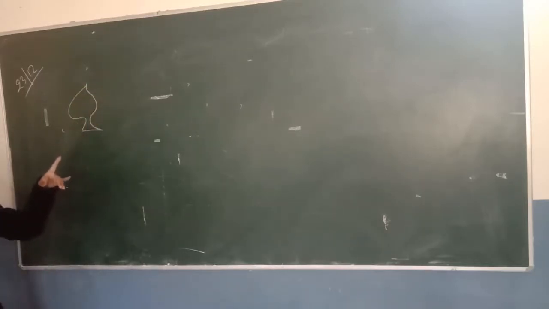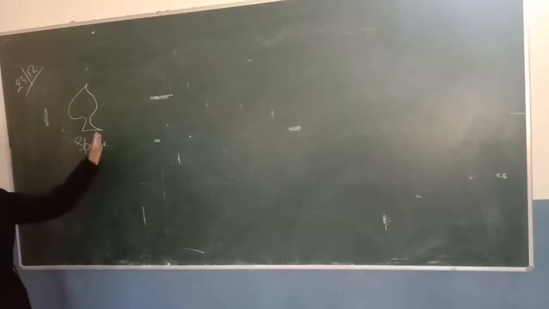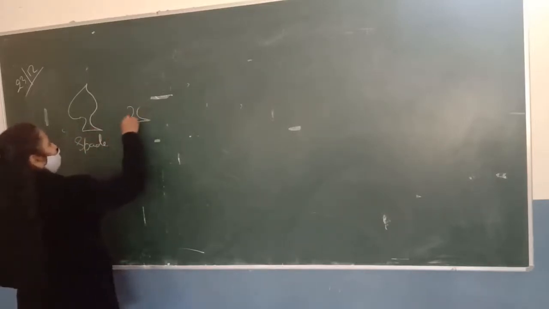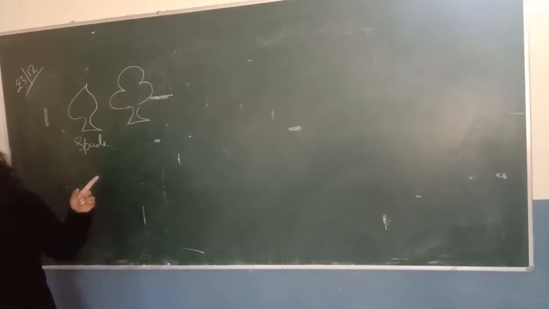Now the next one is the cards. Have you seen cards? Yes. There are 4 types of cards, 2 red and 2 black. What is the name of this type of card? These are called spades. It is black in color. And this is called? No, it's a club.